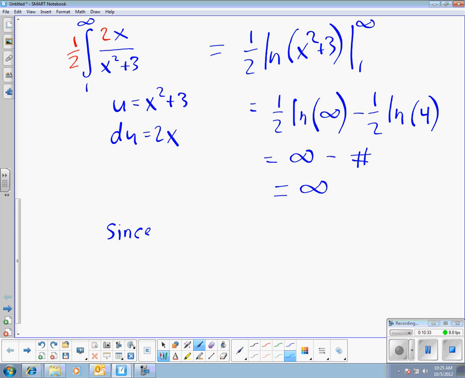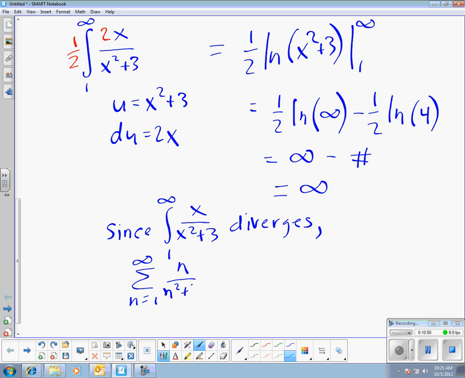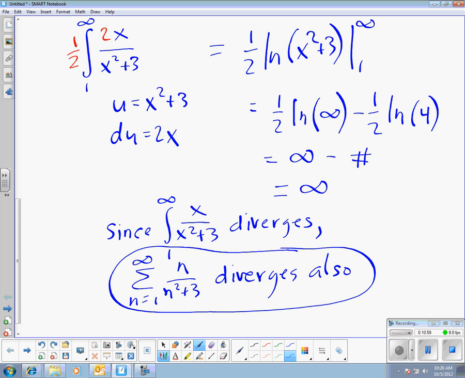So my statement would be, since the integral from 1 to infinity of x over x squared plus 3 diverges, the sum from 1 to infinity of n over n squared plus 3 diverges also. So that's my final answer, divergence because of the integral test. Now, it makes a lot of sense if you think of the picture.